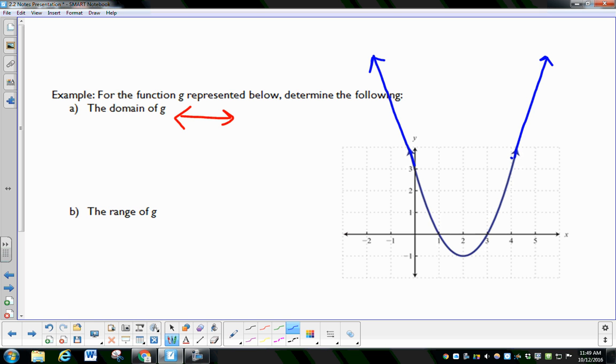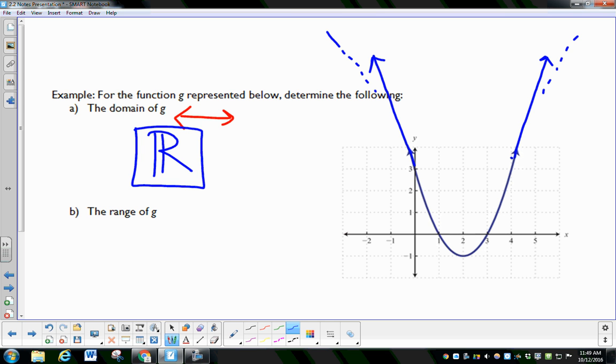So if you think about left to right, there's nowhere we can really stop this graph. It's going to keep going to the left and on and on to the right, forever and ever. It's going to keep getting bigger and bigger. So my domain is all real numbers. This domain is going to keep going and going forever.